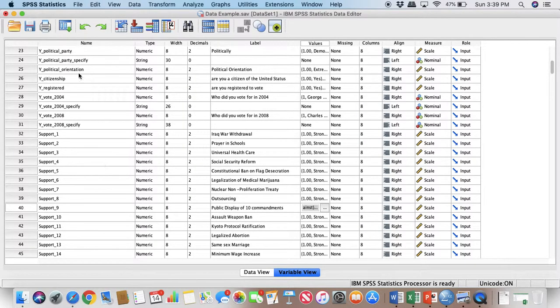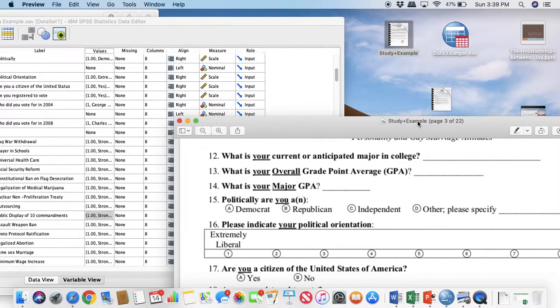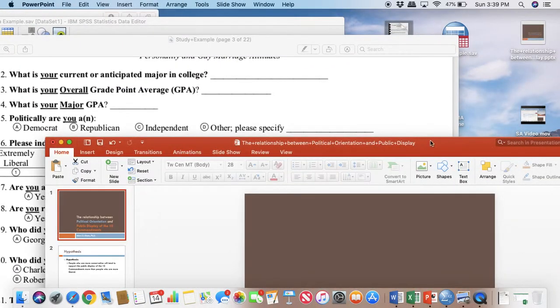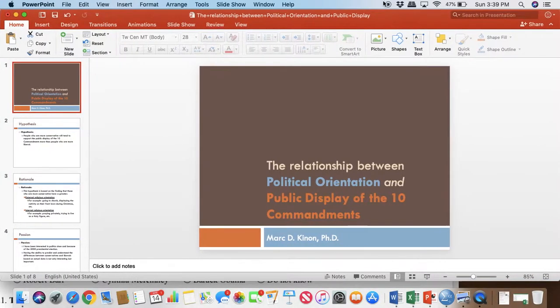Notice you have your variable names and then you have your labels. Essentially the labels are more or less the questions that were asked on the actual survey, so that's going to help you out a bit. So let's go back to the PowerPoint. Let me tell you how this played out. Once I chose my variables, and that's the first thing you have to do.